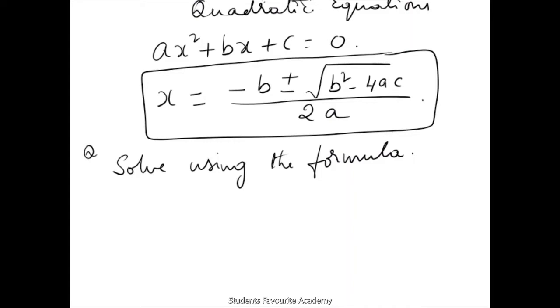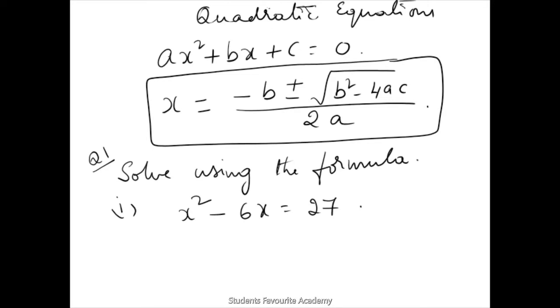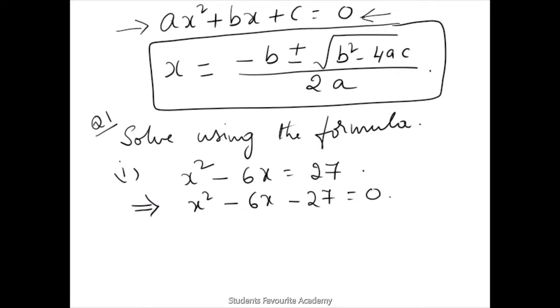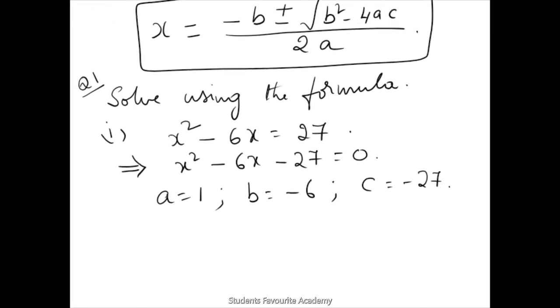This is our question 1 in this part. The first equation is x square minus 6x is equal to 27. Whenever an equation is given, if it is not in the standard format, that is ax square plus bx plus c, then you have to first write it in this standard format. So this implies x square minus 6x minus 27 is equal to 0. Now this is in the standard format. Here a is equal to 1, b is equal to minus 6 and c is equal to minus 27, right?